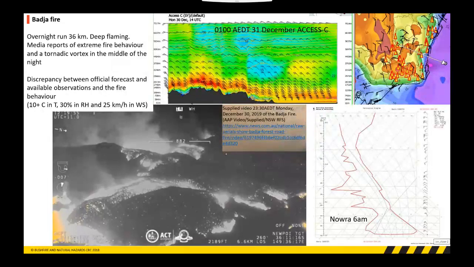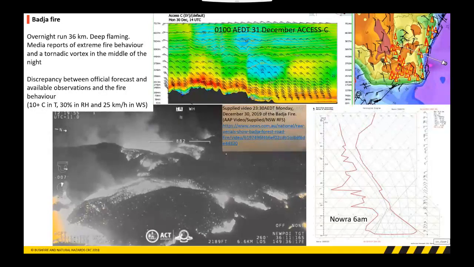So it mixed out the near surface inversion, and the fire was effectively running in a daytime boundary layer in the middle of the night. And what this led to was a significant discrepancy between the official forecasts that had been issued and the observations near the fire site. So there was a more than 10-degree error in temperature. And this isn't because the forecast was wrong, it was because the NWP model was doing what it's meant to do, which is produce an overnight surface inversion and set some decoupling overnight. But the fire's energy is just mixed straight through it.